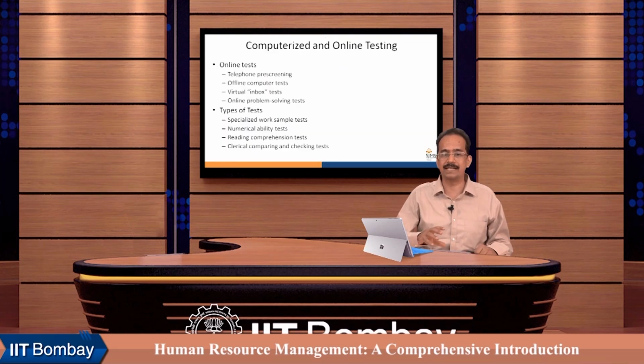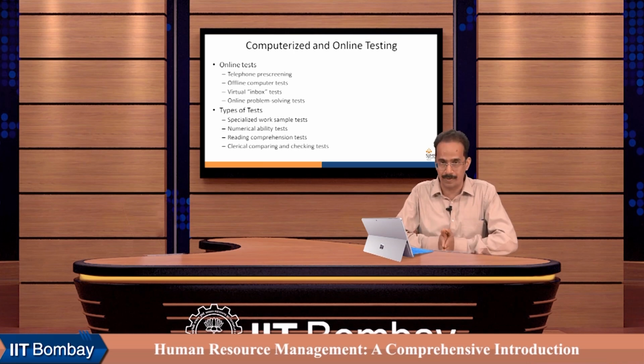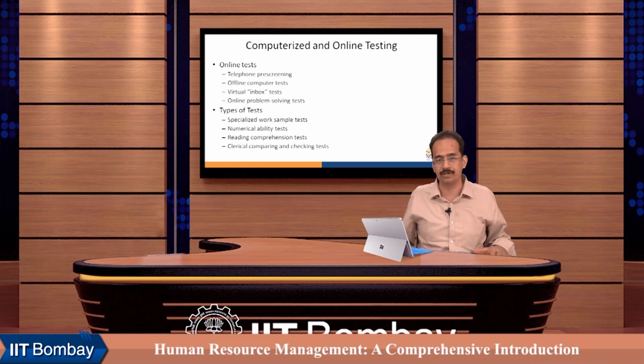So, first we looked at the specialized work sample test, which is creating a test situation wherein a person has to work on the instrument or the machine, or work with those kind of people or situations which he or she is likely to face in the real job. So, specialized work sample tests have to be designed and they can be very useful. We saw in the previous slide that the validity of these tests is found to be more than 0.5. So, they are some of the most valid tests in the recruitment process.